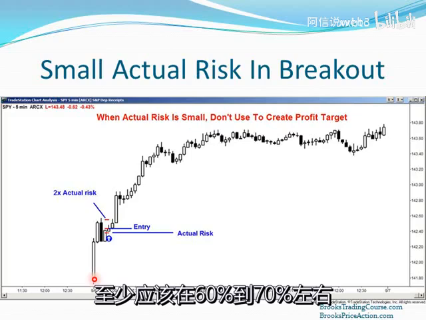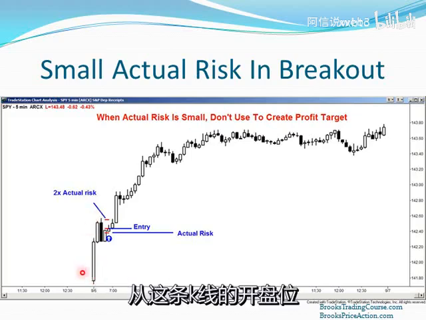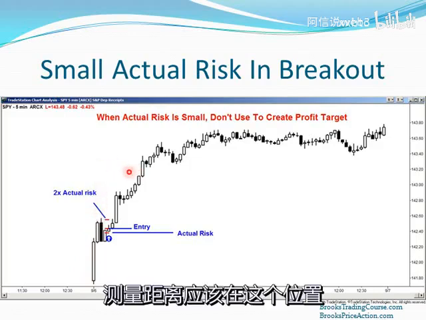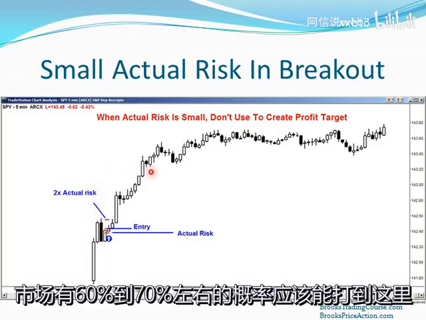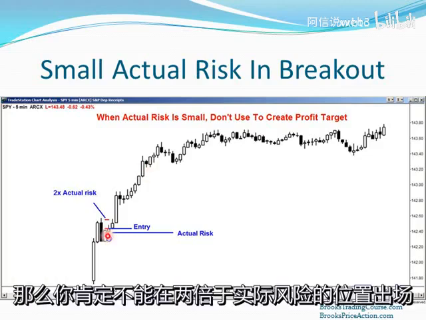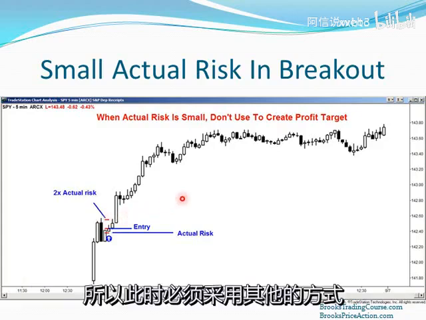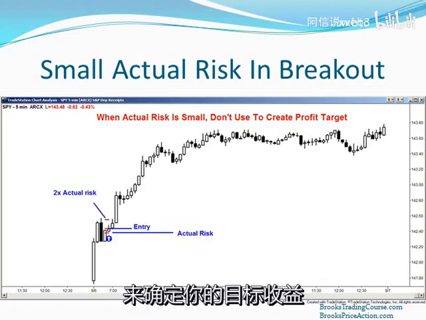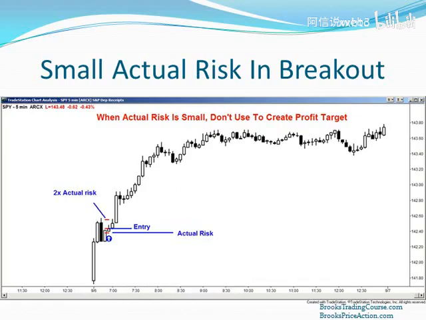market will go up to a measured move based on the height of the spike. You know, from the open of this bar to the close of this bar. So somewhere up in here, probably 60-70% chance the market will get there. And if that's the case, you certainly don't want to be exiting at 2 times your actual risk right here. So you have to use some other logic to find a place to begin to take profits.